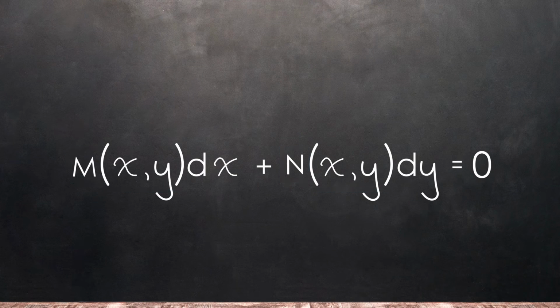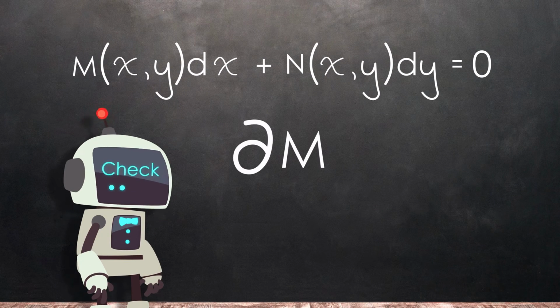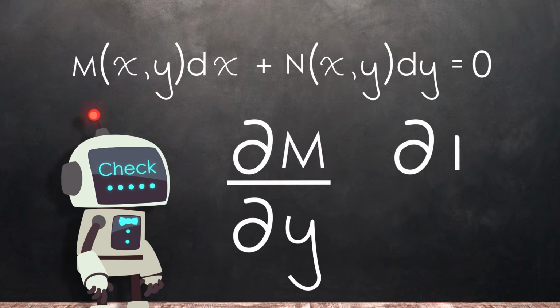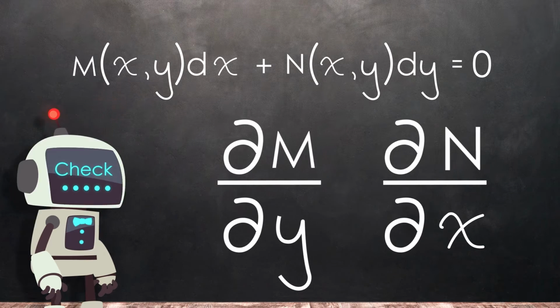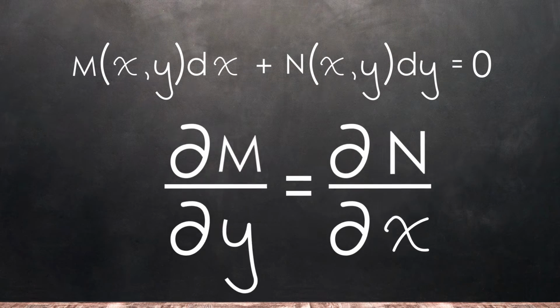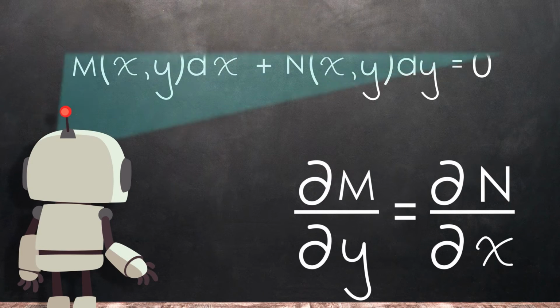Once we have our differential equation rearranged in this form, we can check for exactness by taking the partial derivative of M with respect to y and the partial derivative of N with respect to x, and compare them. If they are equal, then our equation is exact. Now let's look at an example that we can solve.